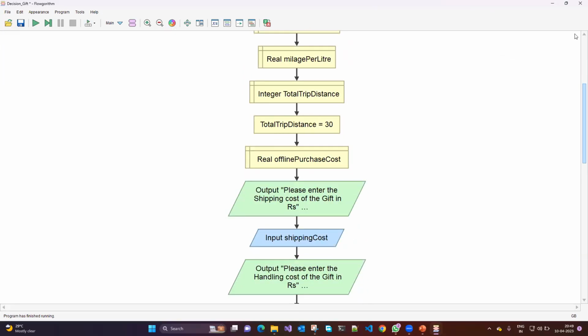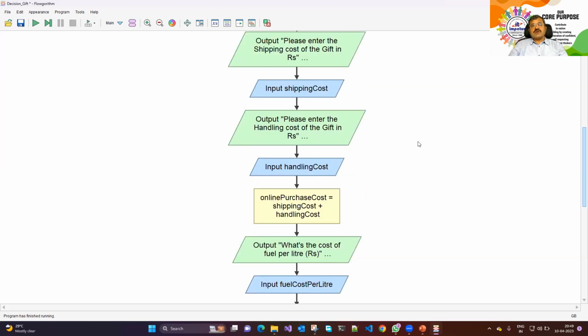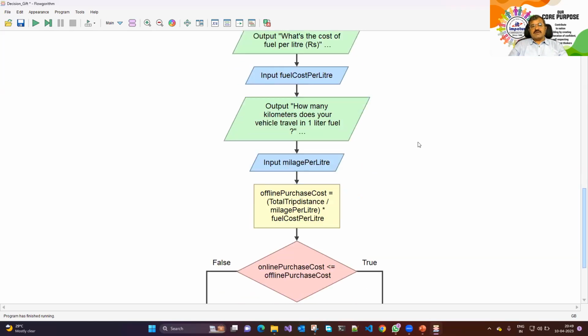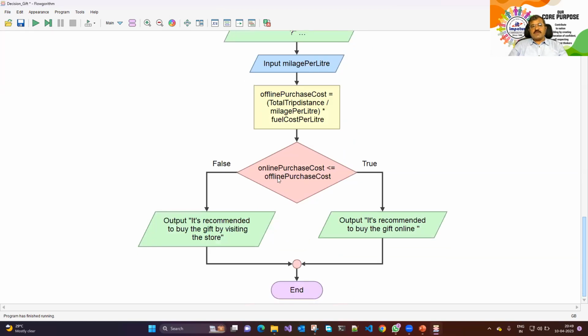Sir, what if both the costs are the same? That's what Ashish had also asked. So it was your choice to give them the suggestions, correct? So I feel when both the costs are the same, I say online purchase cost is less than or equal to offline purchase cost. So online and offline, both of them are the same. That's the reason I have taken equal to. So in that case, I recommend to go online. Why travel when you're going to spend the same thing? That's my choice.